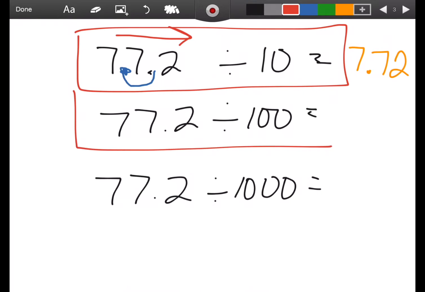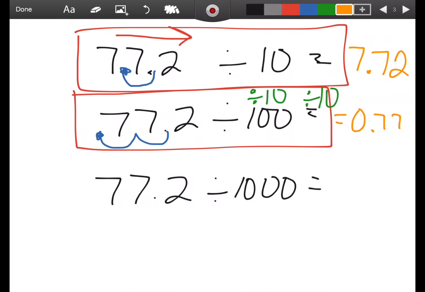Same idea. If I divide a decimal number by 100, that is the same exact thing as dividing by 10 two times. So I know that to divide by 10, I moved my decimal one time to the left. So to divide by 100, I'm going to move it backwards 2 times. We'll get a decimal here. I will put a 0 at the beginning, and we will get 772 thousandths.